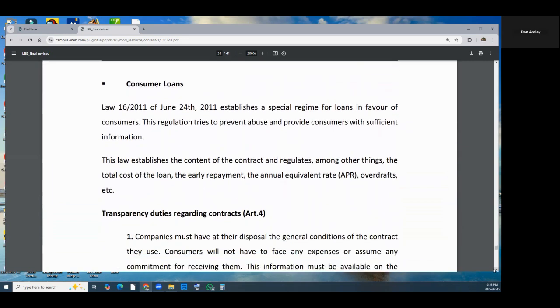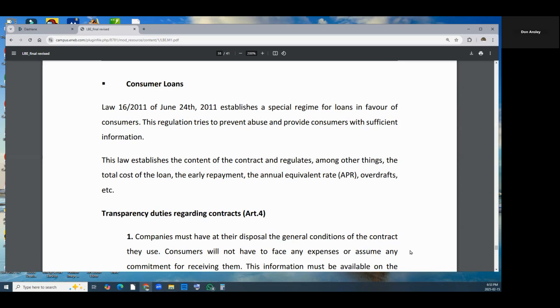Consumers. The consumer law establishes a special regime for loans in favor of consumers. This regulation tries to prevent abuse and provide consumers with sufficient information. The law establishes the content of the contract and regulates, among other things, the total cost of the loan, the early repayment, the annual equivalent rate, etc.